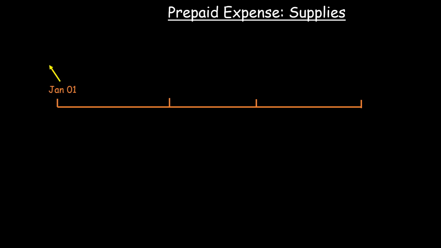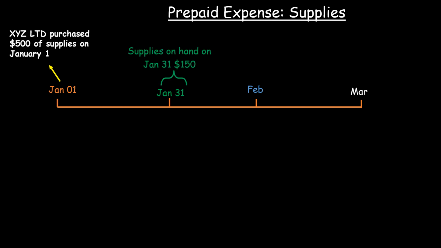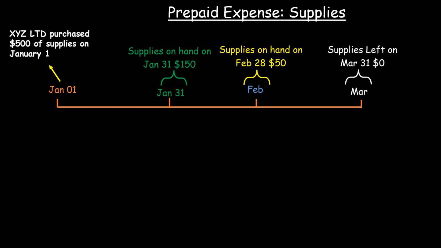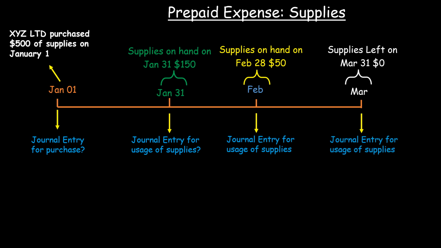So you can see that in January, XYZ Limited purchased $500 of supplies, and those supplies obviously will be used in the future. So the supplies on hand on January 31st are $150. So they purchased $500. At the end of January, they have $150. At the end of February, they have $50 worth of supplies. And at the end of March, they have nothing. So for us, the important thing is what would be the journal entry at the time of purchase, at the time of usage of supplies for each of these months.